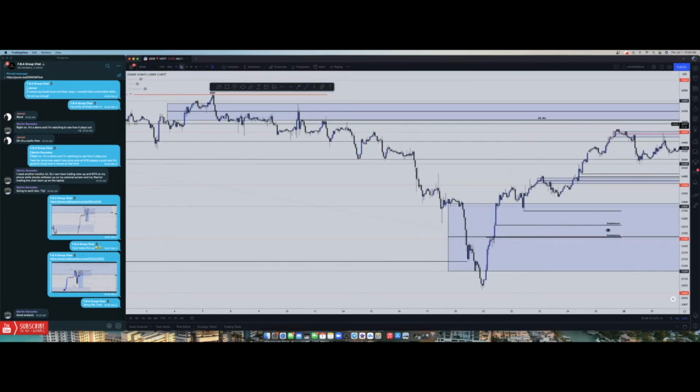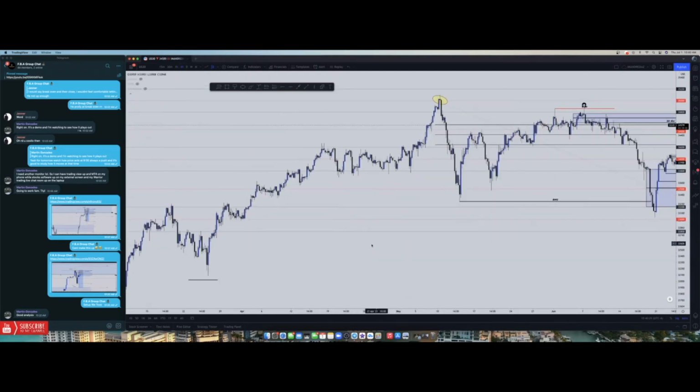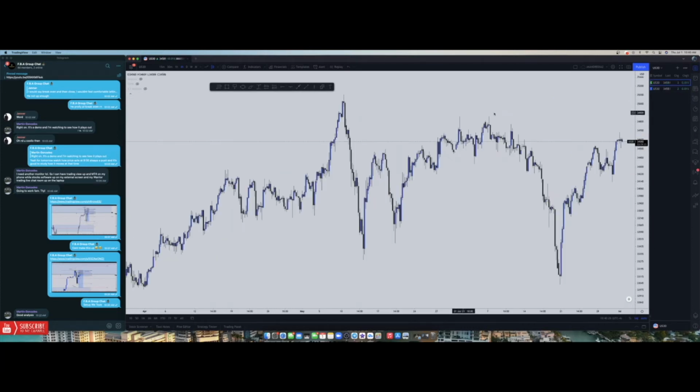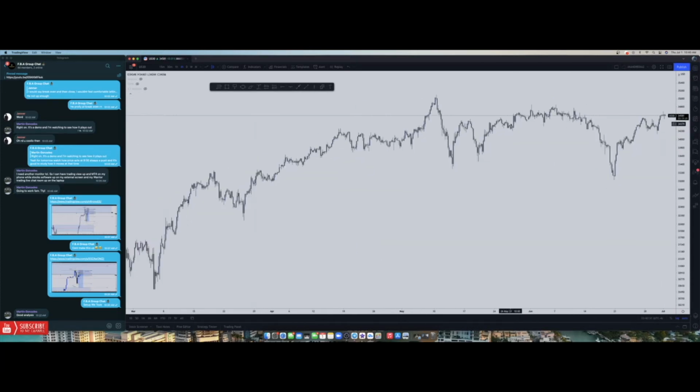And that's what I teach you guys here, the ICT concepts and smart money concepts, whatever you want to call it, that I personally use. So let's just go to this US30 chart, and I'm going to explain to you why retail logic doesn't work.